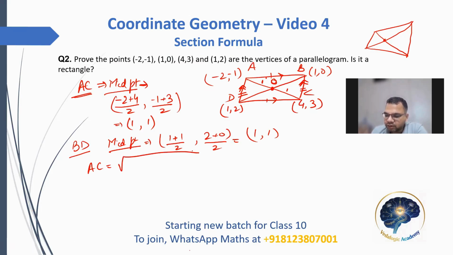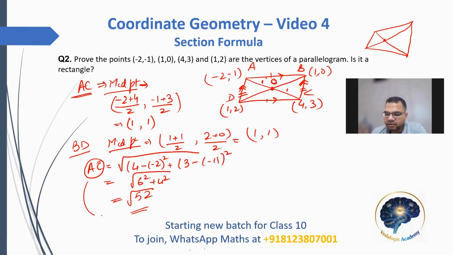we are going to find the distance. 4 minus 2 becomes plus 2, but I will just write it down for now. 3 minus, so it is 3 minus minus 1 square. So it will become 4 plus 2 is 6, 6 square plus 4 square. That is 36 plus 16. 36 plus 16 is 52, root 52. So this is what we have found out for the AC. So AC length is root 52.